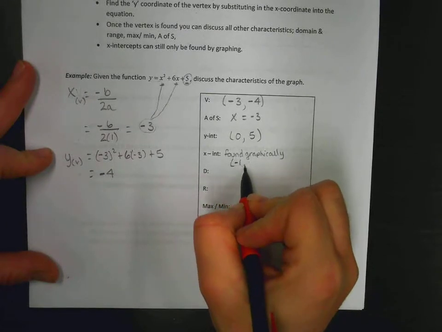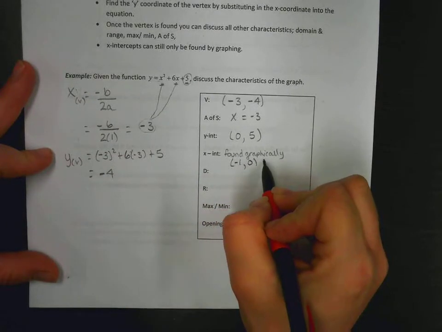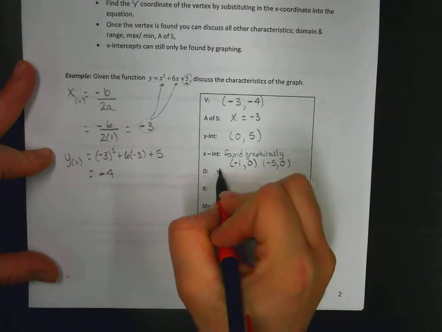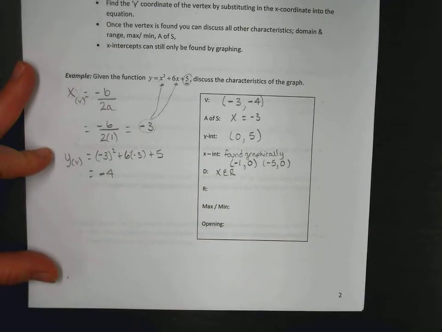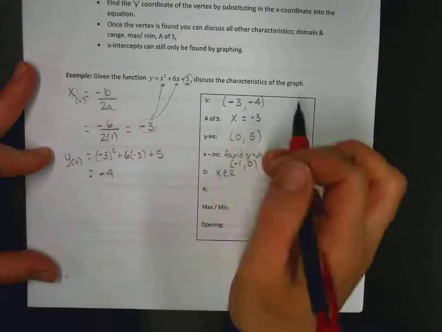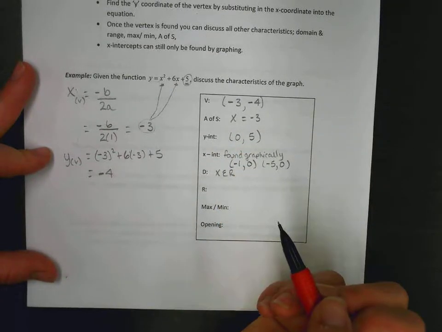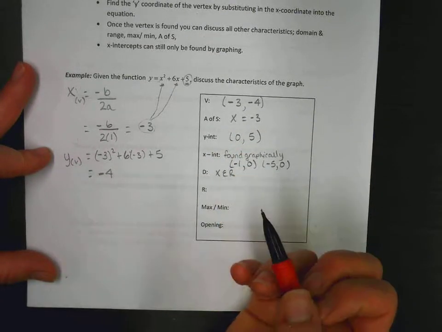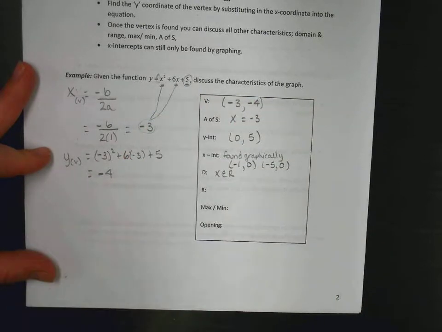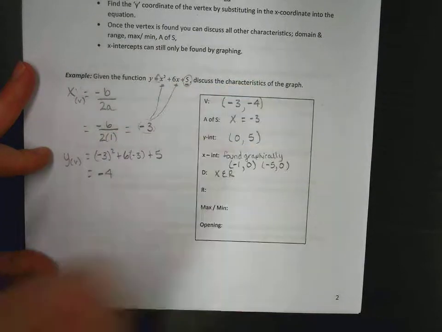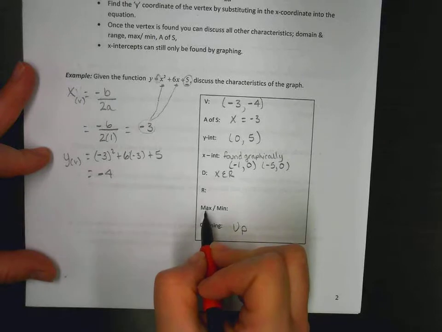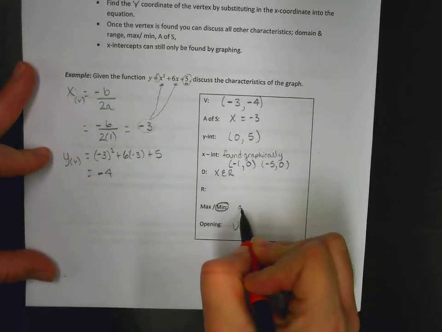The range of our function relates to the y value of our vertex, and it also relates to how the graph is opening. Our a value is positive, so we know this graph is going to open up. Therefore, the graph is going to have a minimum at y equals negative 4. Therefore, my range has to be all y values greater than or equal to negative 4.